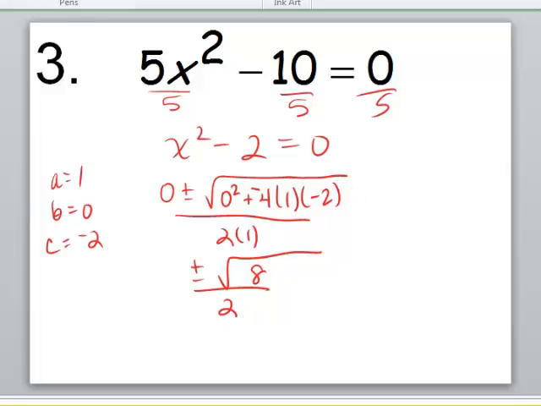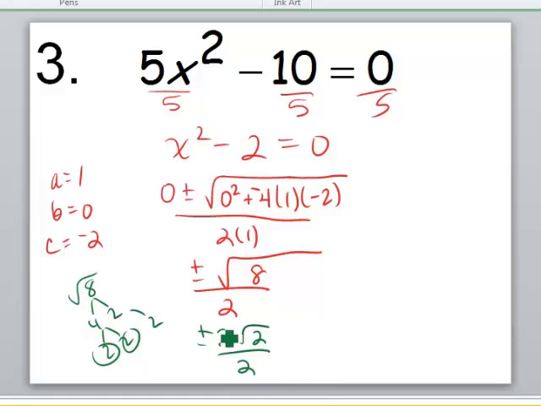Well, the square root of 8 can be broken down into 4 times 2, and then 2 times 2. So we end up getting 2 square root of 2 all over 2. The 2's will then cancel, and I can simply say it's plus or minus the square root of 2.